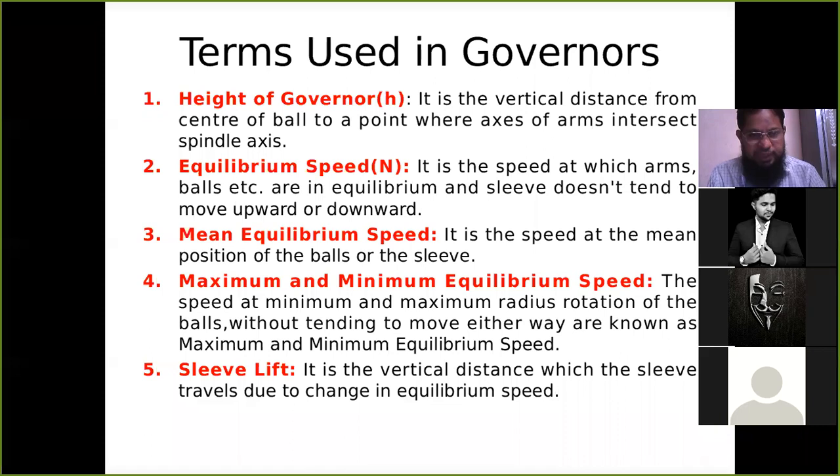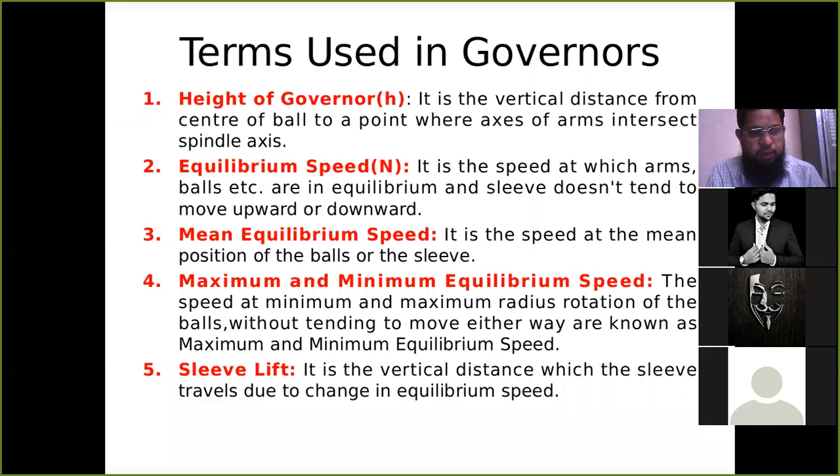I will show all this in diagram. Then we have equilibrium speed. Equilibrium speed is the speed at which arms, balls, etc. are in equilibrium, and sleeve does not tend to move upward or downward.